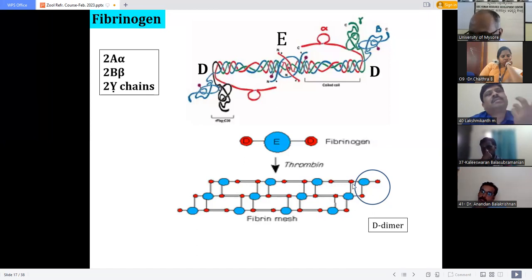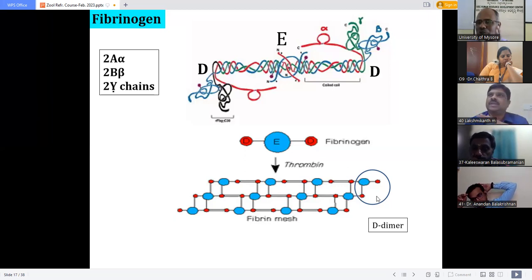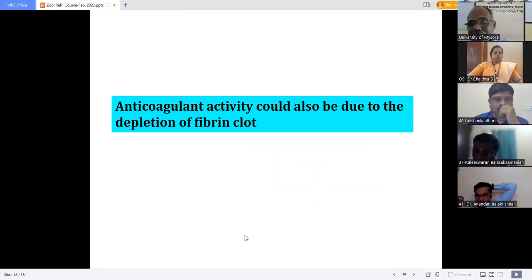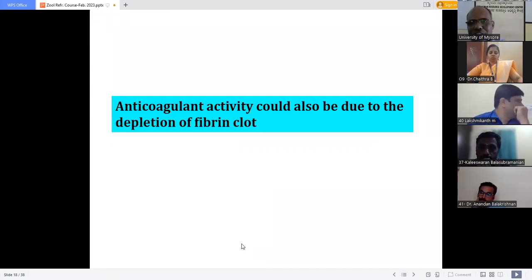Look at this. This part has a D domain, the E domain, and 2 D domains here. Look at this tail D domain. This is what we call D-dimer. People use it to monitor the D domain to assess clot degradation in COVID situation. So now, anticoagulant activity is definitely due to degradation of clottable fibrinogen. And anticoagulant activity could also be due to depletion of fibrin clot, as I already mentioned. If fibrin clot is degraded, that is also responsible for anticoagulant activity.